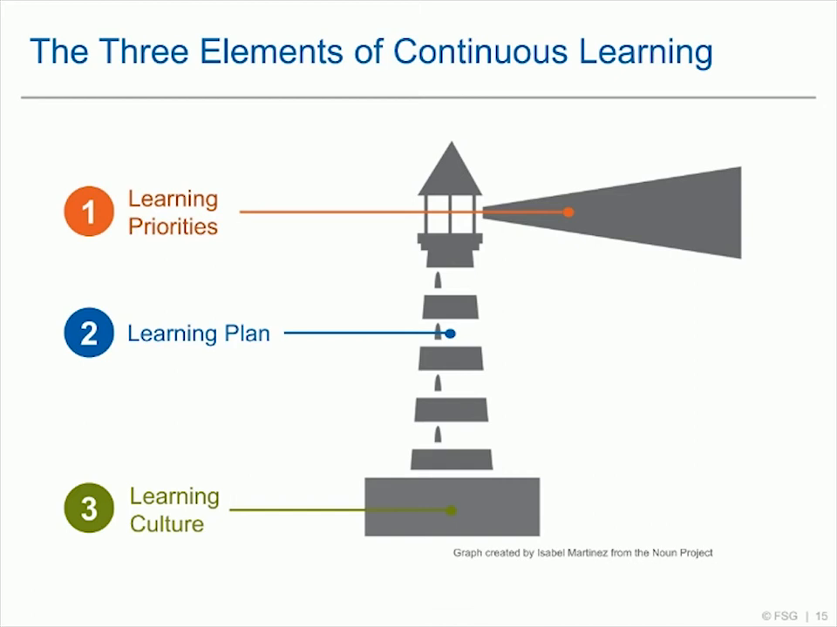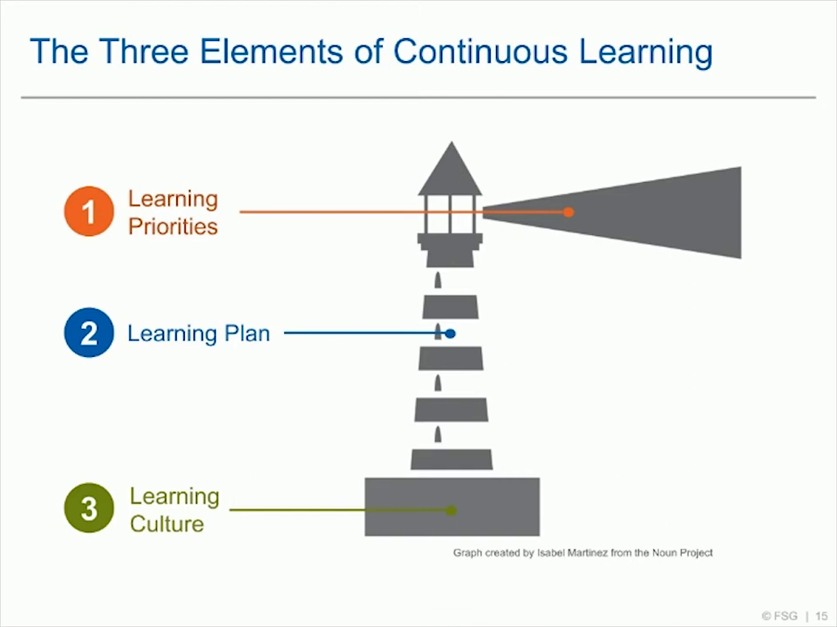Then the tower elevates the light, and the taller the tower, the greater the field of vision, as it is with effective processes and activities for effective and efficient learning. That's the learning plan. And the third part is the foundation, right? You need a solid foundation, a solid environment of trust and openness that grounds the work of the lighthouse. It's important to say that the three elements are essential for continuous learning, and lacking even one of them limits the effectiveness of the process.